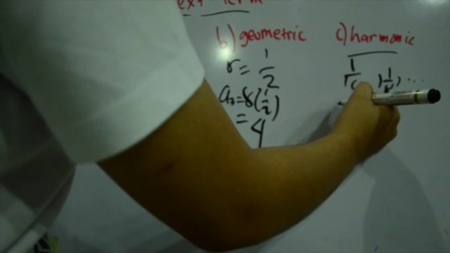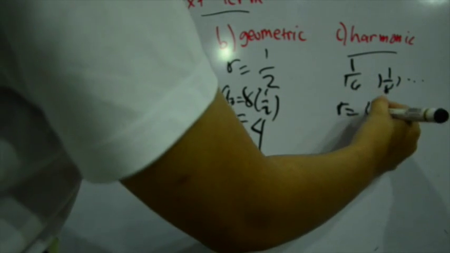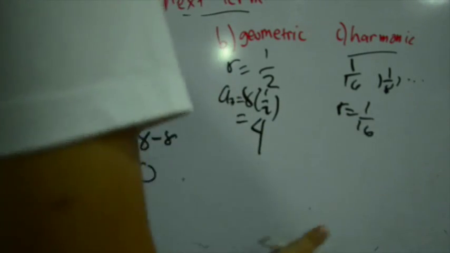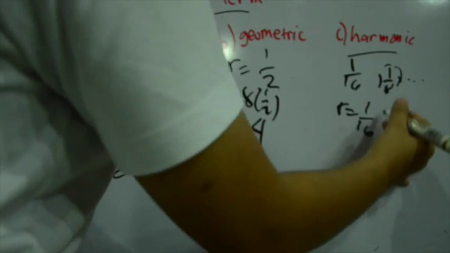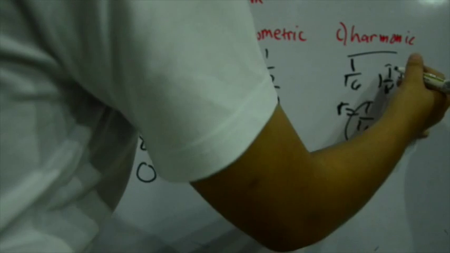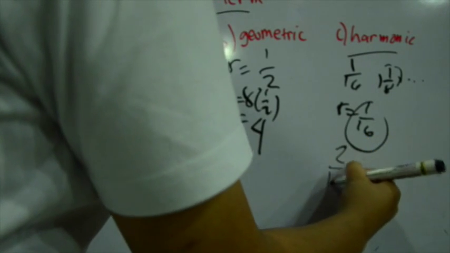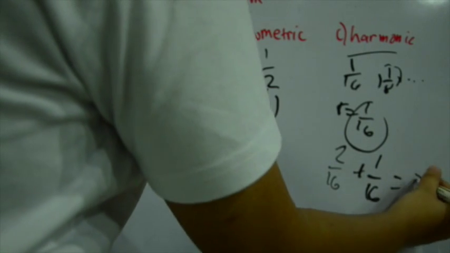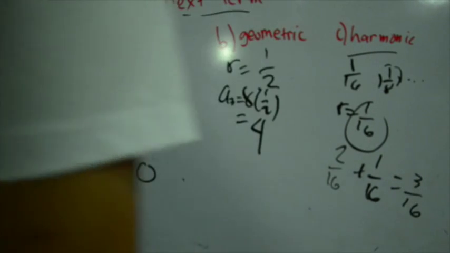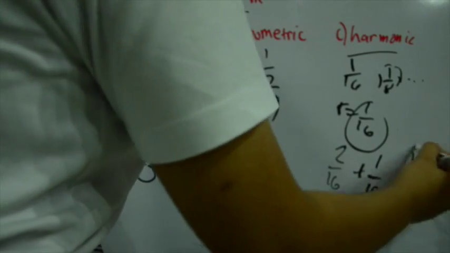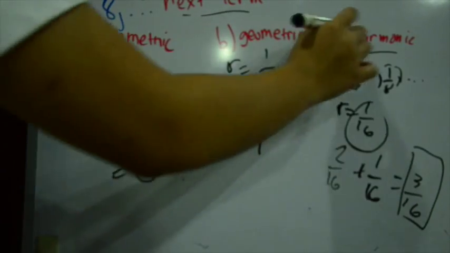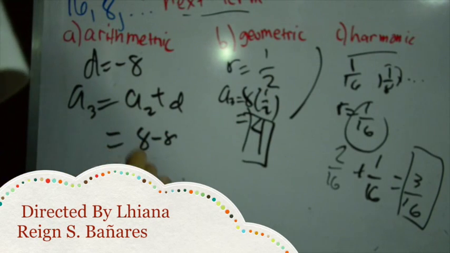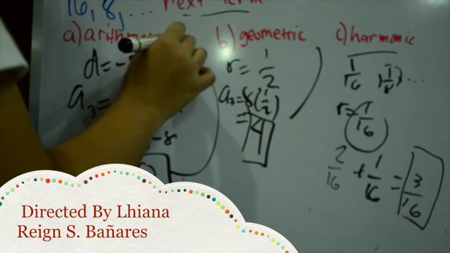Until we reach our r, which is equal to 1 over 16. Now, getting the next term, we're just going to add this. So our 1 over 8 is going to be converted to 2 over 16 plus 1 all over 16, which is equal to 3 all over 16. This is what we call the next term of this harmonic sequence. 4 is for geometric sequence and 0 if it is arithmetic sequence.